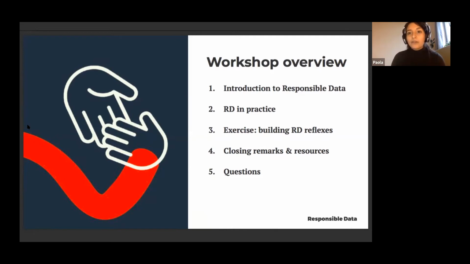Just a little overview of the workshop before we begin. After we give an introduction to responsible data and the responsible data principles, we will also share with you a few examples of what responsible data can look like in practice. So how have organizations implemented responsible data in their own way and in their own context. Then, and this will hopefully be fun, we'll have an exercise. We'll go into 2 breakout rooms, and Laura and I will brainstorm in 2 groups about what some responsible data challenges look like and how you tackle them in a hypothetical scenario. And then to wrap up the workshop, we'll have some concluding remarks. We'll share some resources, and then there will also be room for questions.